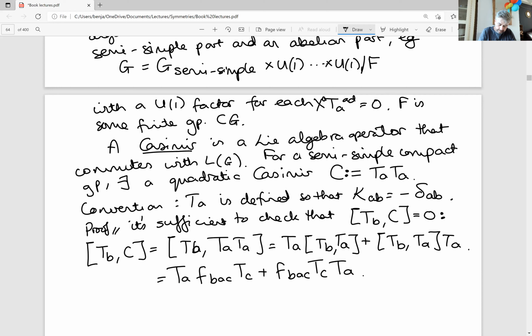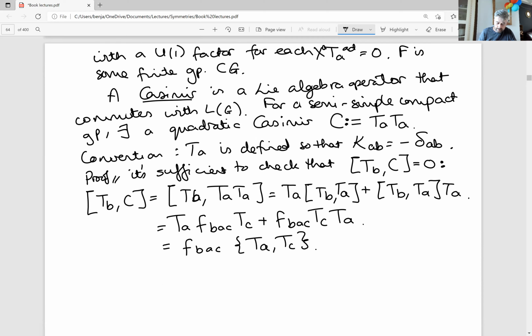So I can write this. Remember the F's are just some numbers, so I can pull that out of the front, whereas these TAs and TCs can be represented by matrices, and so they don't necessarily commute. So what I'm going to write here is TATC, where I've used this notation for the anti-commutator, TATC plus TCTA.